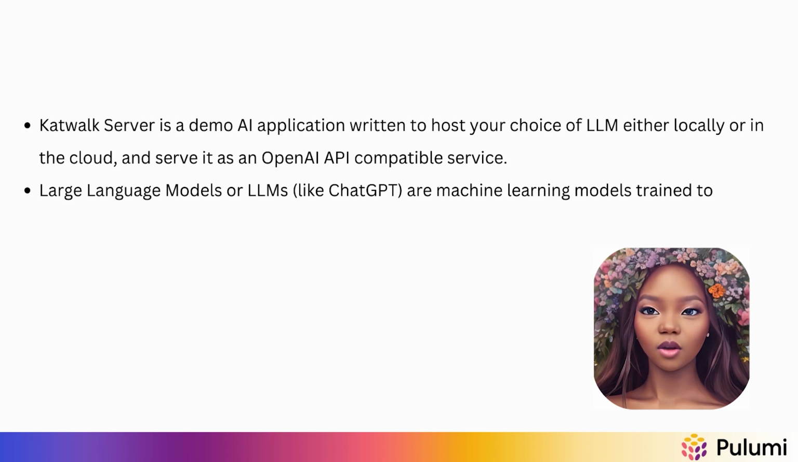Large language models, or LLMs, like ChatGPT, are machine learning models trained to generate human-like conversational text, which have already become essential tools for businesses and individuals, transforming everyday tasks and how we interact with technology. Llama is an LLM created by Meta, available for free for research and commercial use.